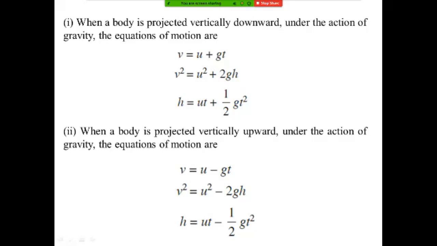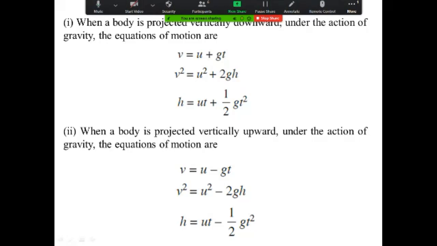Now if the body is moving against the gravity in the linear direction, then we have this set of equations: v is equal to u minus gt, v square is equal to u square minus 2gh, and h is equal to ut minus half gt square. Okay, you got the difference?